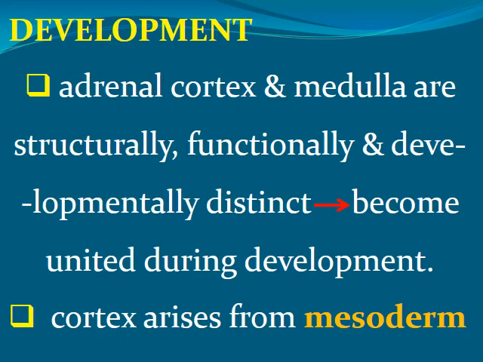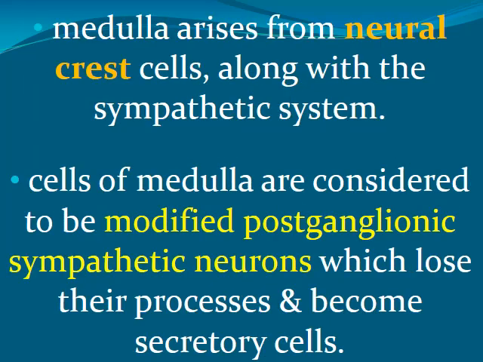Coming to the development, adrenal cortex and medulla are structurally, functionally and developmentally distinct, but become united during development. Cortex develops from mesoderm, while medulla arises from neural crest cells along with the sympathetic nervous system. Cells of medulla are considered to be modified postganglionic sympathetic neurons which lose their processes and become secretory cells.